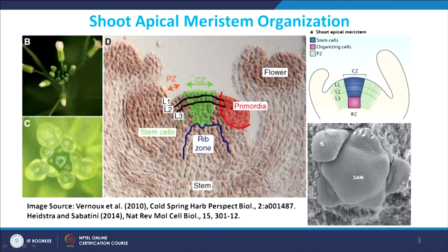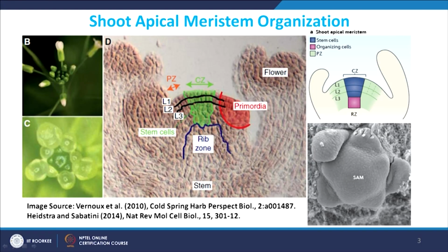If you look at the shoot apical meristem, there are certain domains. The domain you see here is called the central zone. This is in the center of the meristem. Then you have a layer just flanking the central region, which is called the peripheral zone, and then you have a zone below the central domain, which is called the rib zone. And the green color is basically the stem cell region.